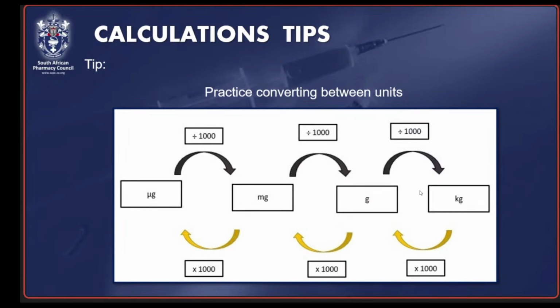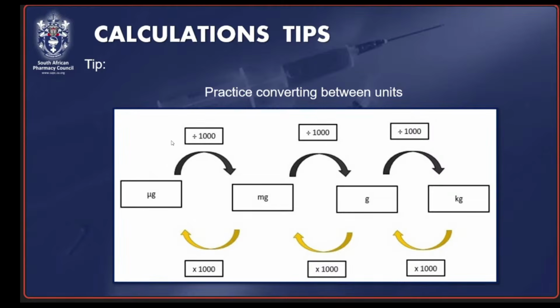Practice converting between units. This is the most important, because I find that if you can do this, it's very, very easy for you to do the calculations. So let's have a look at it. It goes from micrograms to kilograms, so we are going from the smallest unit to a larger unit. And every time we want to convert, we are dividing by 1,000.